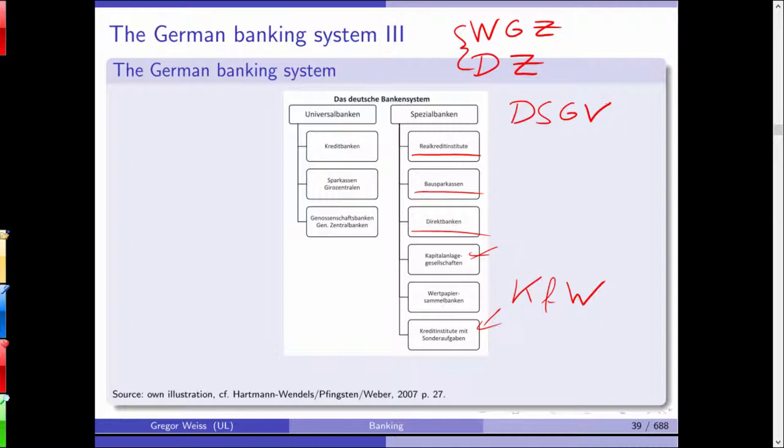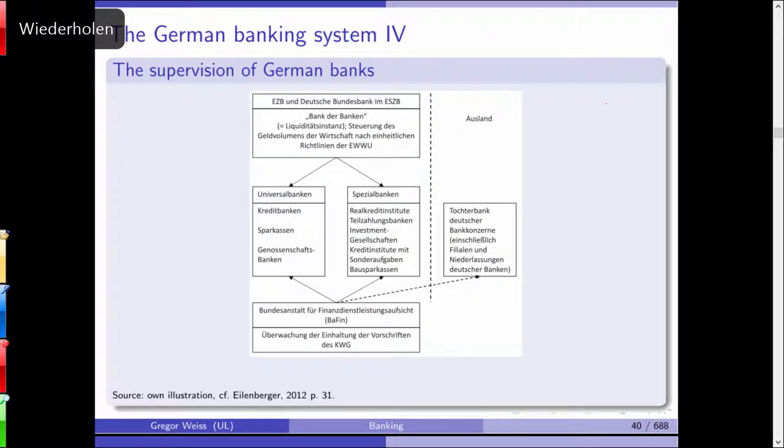And they merge and they try, usually it's just closing branches and cutting down personnel, especially in the management, because they have two boards and they can save on one board. But we'll see more of this later on.